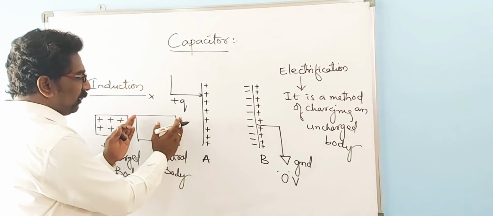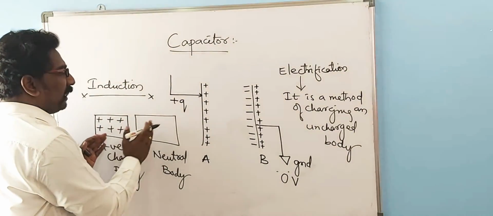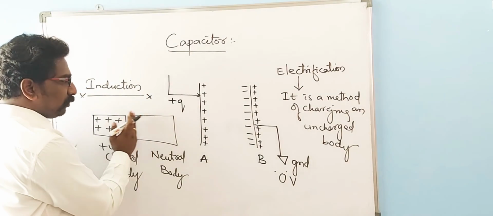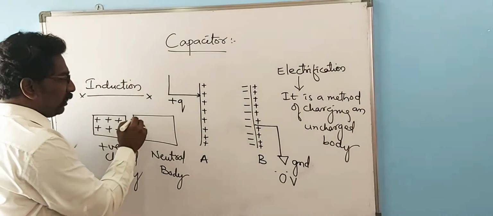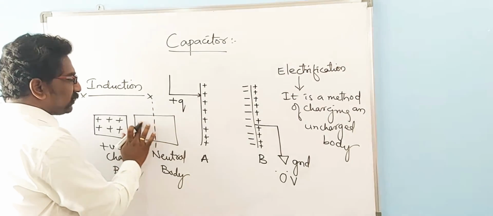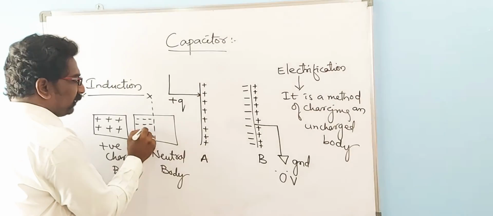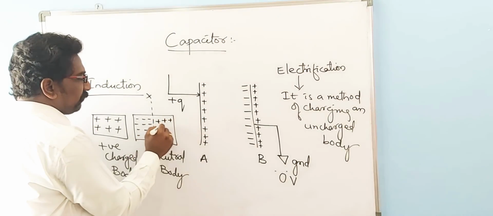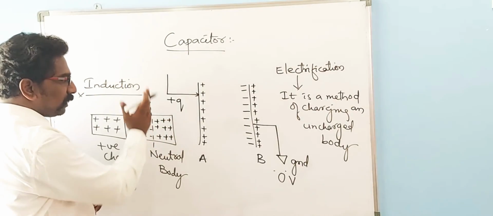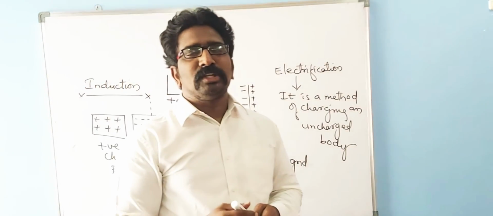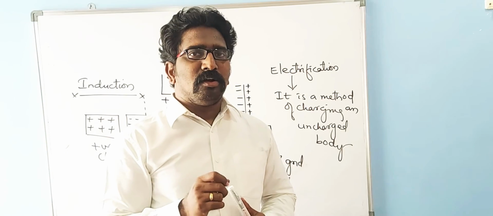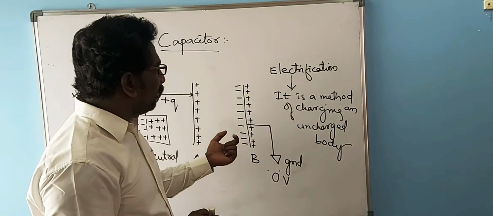Whenever we bring a neutral body close to a positively charged body, all the negative charges in the neutral body will get accumulated on the side closer to the positively charged body. If I draw a demarcation line, the side closer to the positively charged body will get accumulated with negative charges, and the side away from it will get accumulated with positive charges. This is how a neutral body is converted into a positively and negatively charged body. That is the concept of induction.